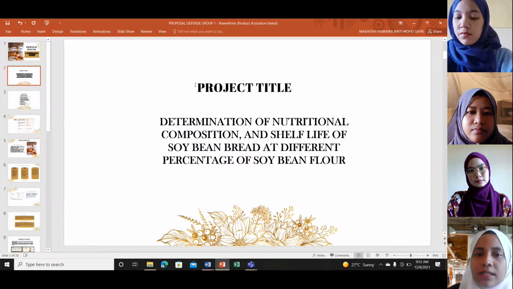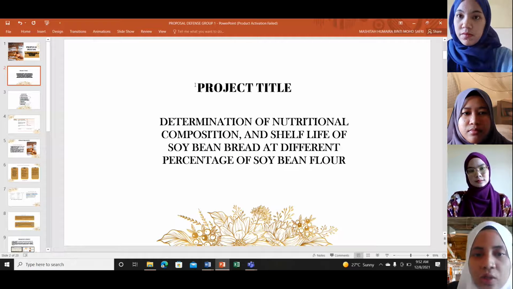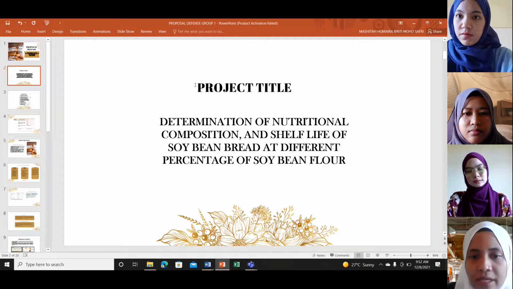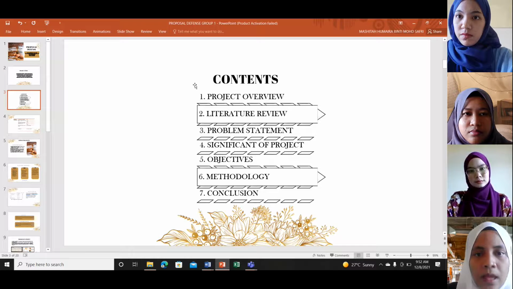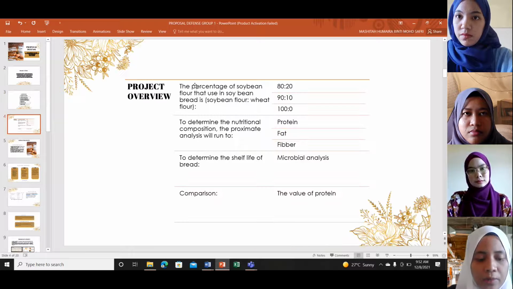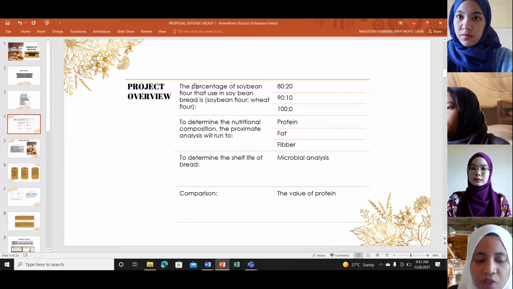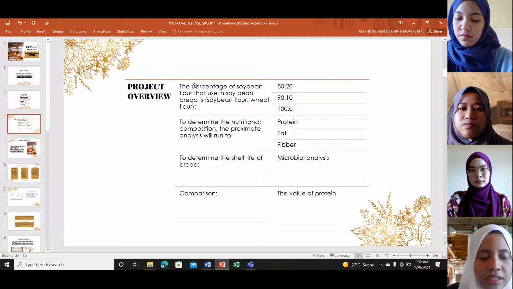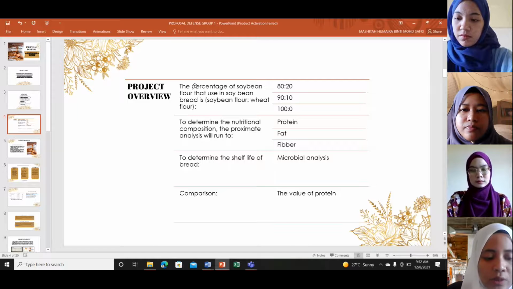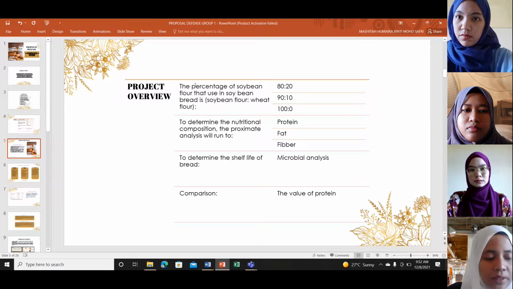The project title is determination of nutritional composition and shelf life of soybean bread at different percentages of soybean flour. This is our content. For the project overview, we use three different formulations. The difference is the percentage of soybean flour used in the soybean bread. Then we will run the nutritional composition, the proximate analysis, and we also run the shelf life determination. From the result, we will get the comparison for the value of protein.